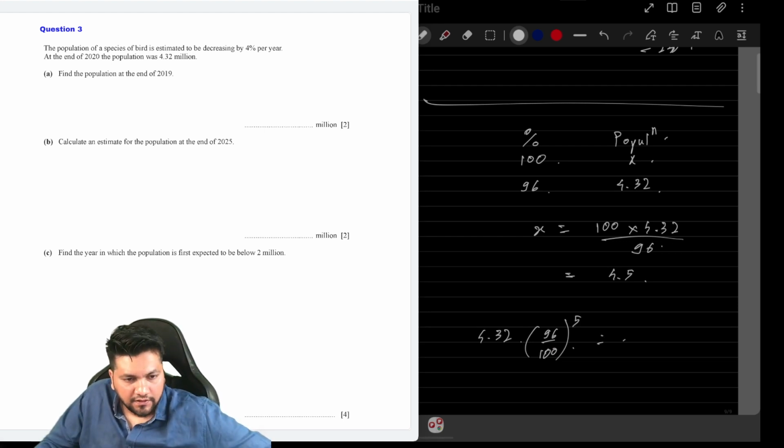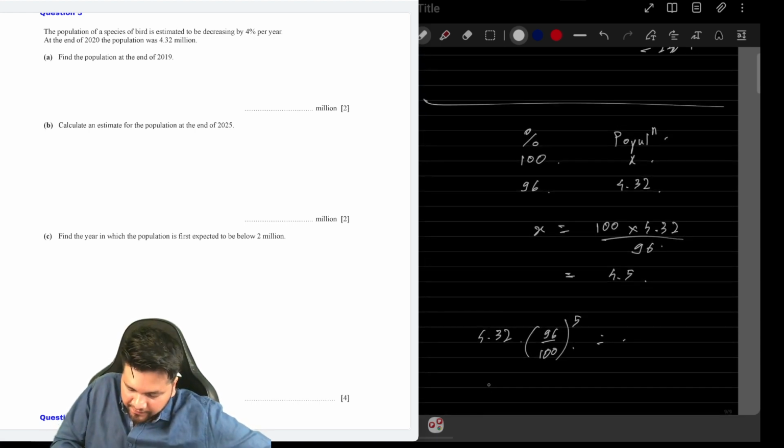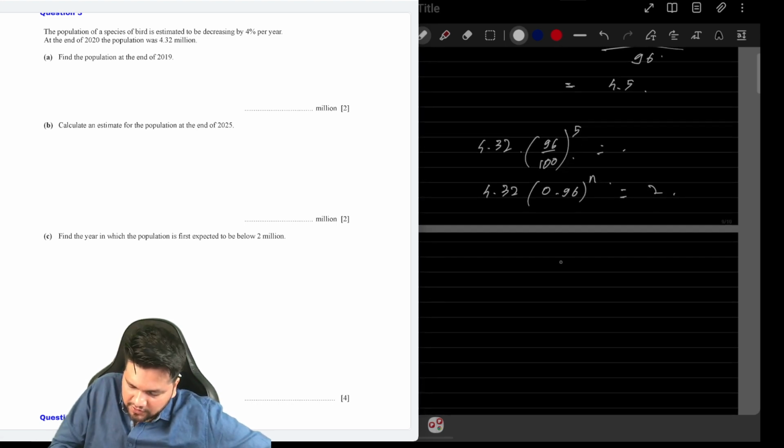Find the year in which the population is first expected to be below 2 million. So see, 4.32, and we are going to continue that thing, 0.96 to the power of, sorry, to the power of n. After how many years we need to figure it out. So these are the number of years. This would be 2 million. So here you will get 0.96 to the power of n is 2 by 4.32.